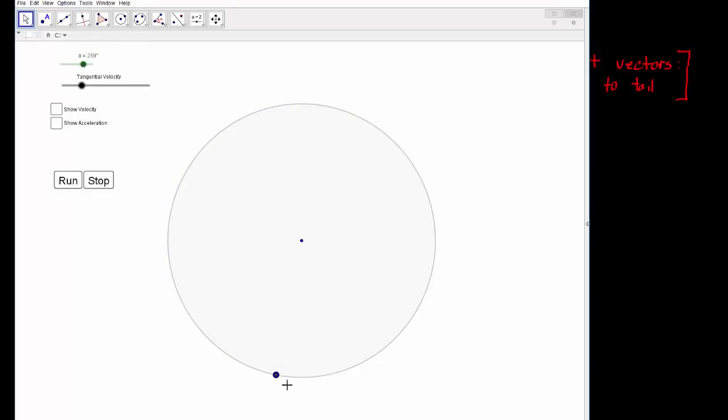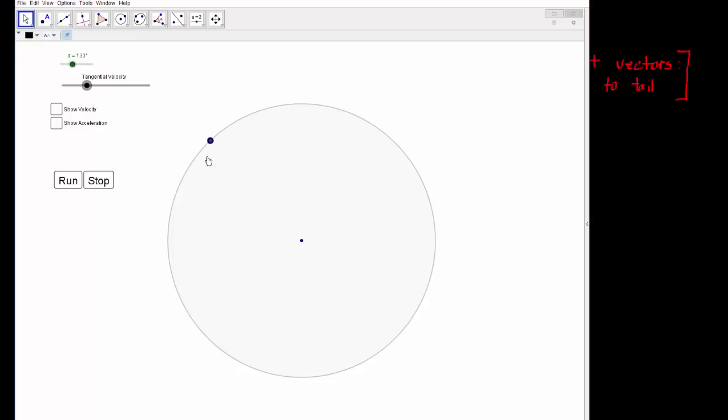So this is uniform circular motion. And what I mean by uniform is that if you notice, this thing is moving at a constant speed. Now I can change the speed of it up here. I can make it go really fast or really slow. But the idea is that it's moving at a constant speed around this thing.